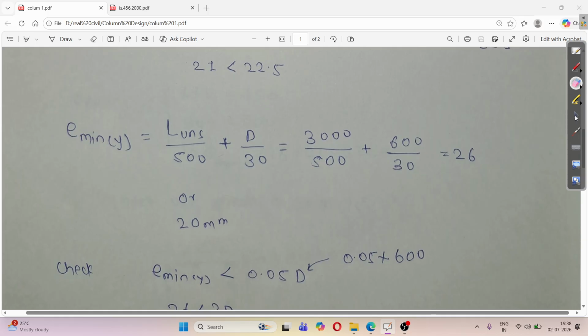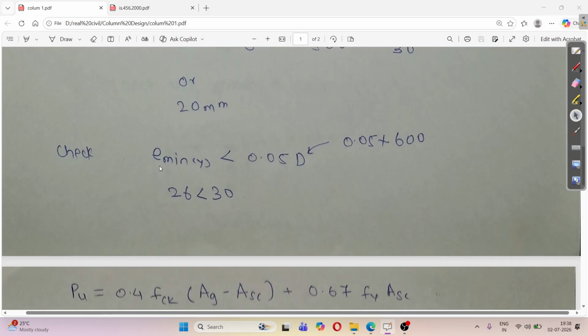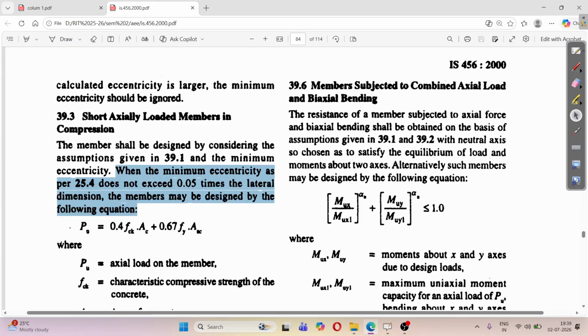Again the same, we have to check the minimum eccentricity is less than 0.05 d. For the y direction it will be the perpendicular dimension, that is d, which is 600. So that comes out to be 30. So 26 is less than 30. Okay. So if it is okay, then the code says you can use the following formula for the design.